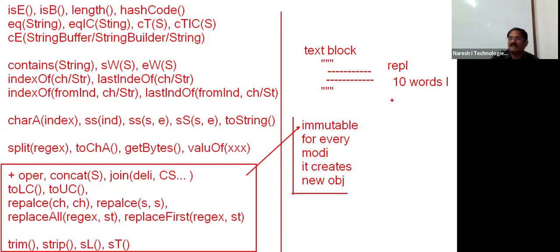Whenever string modifications are involved, don't use a string object. String object is only meant for storing, reading, checking. Storing, reading, checking, but not for modification. If you want to do modifications, then use a class called what? String buffer or string builder.